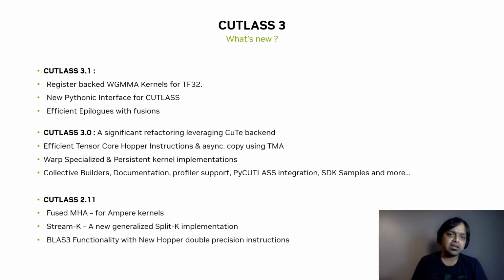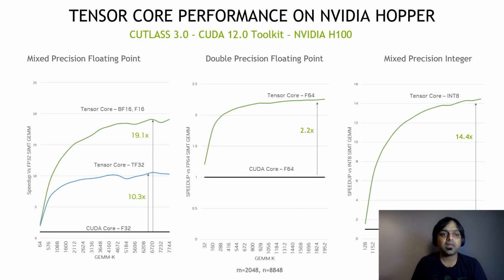With the upcoming 3.1 release, we plan to add new performance enhancements to our persistent kernels and several other features like register-backed tensor core operations, which aid in fusions, and also efficiently pipelined epilogues, and of course the new Python interface for quickly exploring Cutlass kernels.